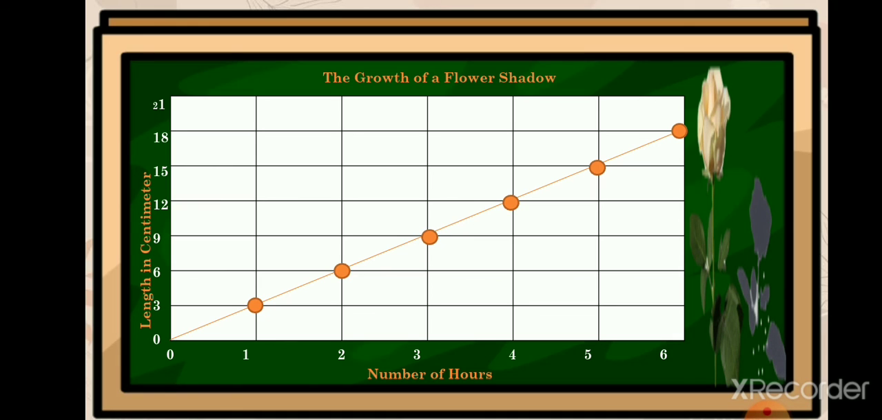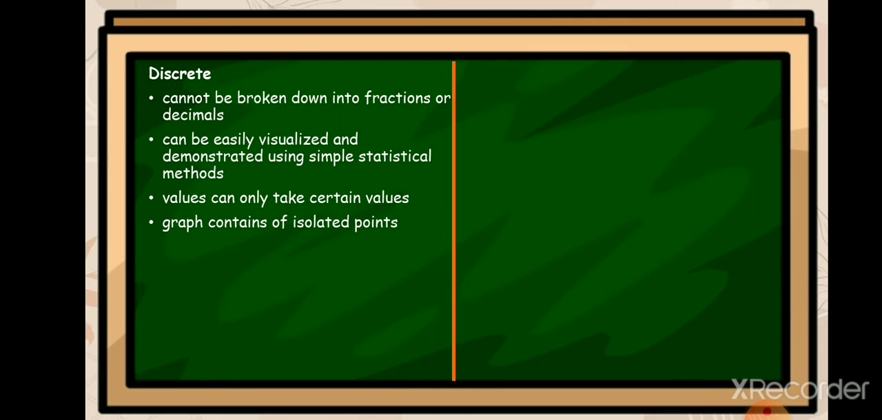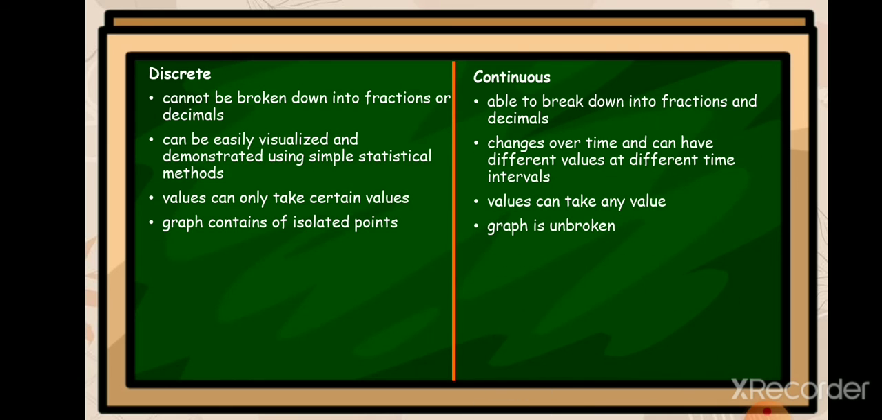And before we end, let me recap the difference between discrete and continuous data. So the discrete data cannot be broken down into fractions or decimals. It can be easily visualized and demonstrated using simple statistical methods. Values can only take certain values and its graph consists of isolated points. For the continuous data, it is able to be broken down into fractions and decimals. It changes over time and can have different values at different time intervals. Its values can take any value, and its graph is unbroken.